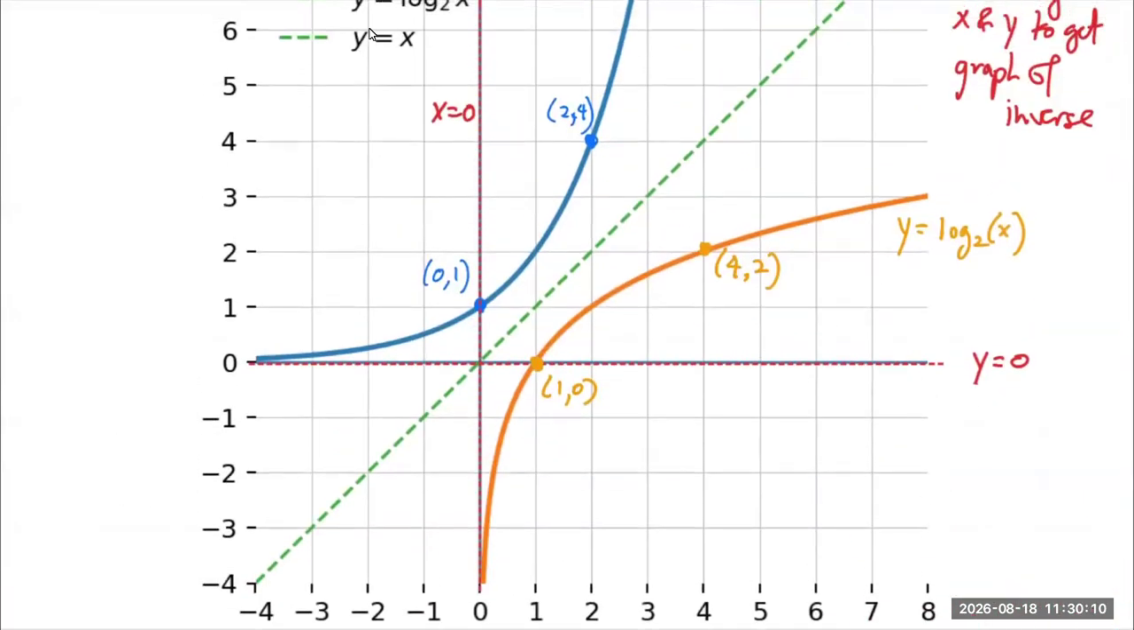One final thing I'll say is that when the base is bigger than 1, the graph always has this general shape like this. And when the base is between 0 and 1, it'll have this kind of shape that comes down like this. The different bases just change the severity, but it has the same basic shape.